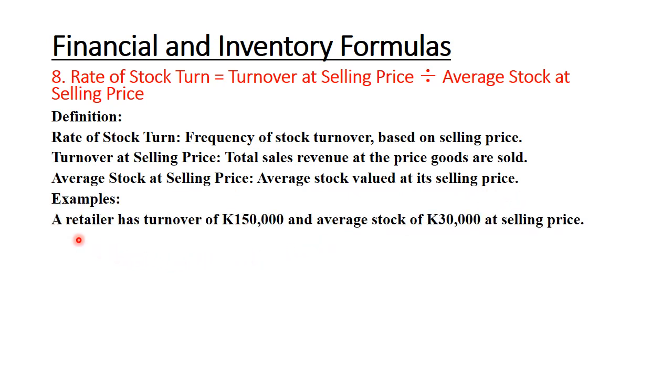So here's an example. A retailer has turnover of 150,000 and an average stock of 30,000 at selling price. Calculate the rate of stock turnover. So just get the turnover at selling price divided by average stock at selling price. You get 5 times.